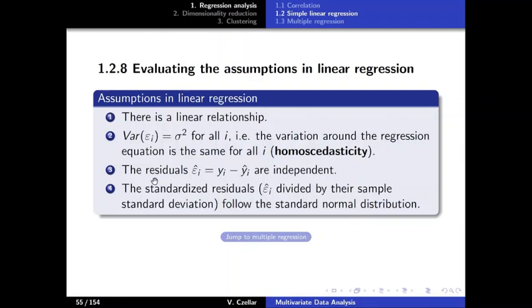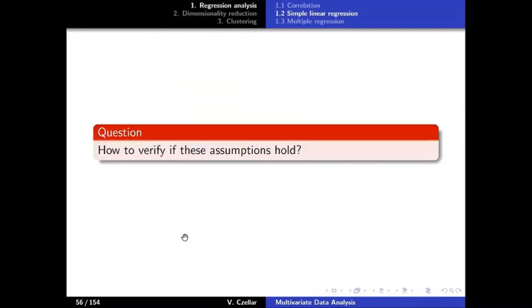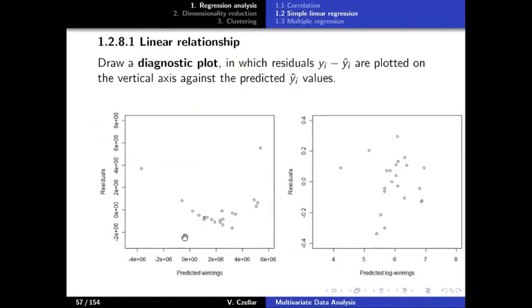Also, we assume that the residuals, the epsilon, the error terms, are independent. How to check whether this is actually a reasonable assumption. And finally, well, Galton said that the errors follow a normal distribution. Now, is it satisfied in our data? We will also see how to check whether this assumption holds. Let's start with the linearity assumption.